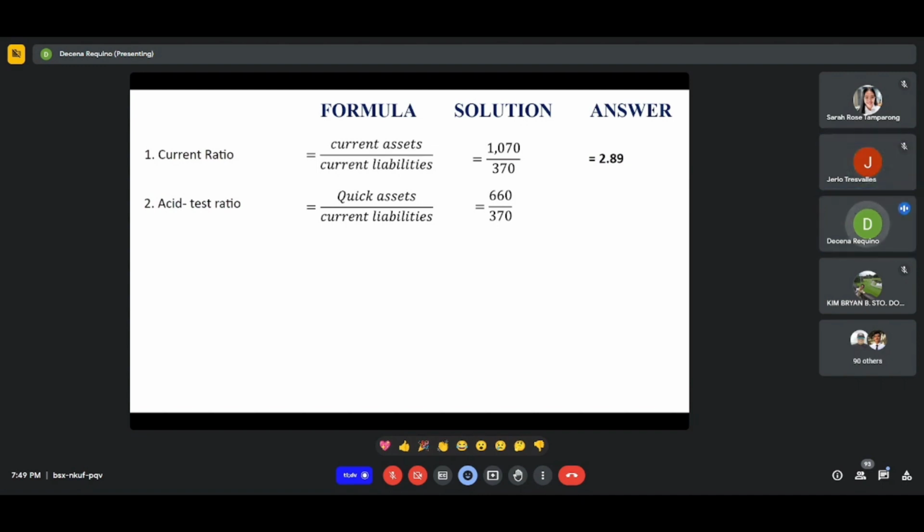Sige po. Pag sa acid test ratio naman, quick asset over current liability. So, dun sa sample natin, ang total current liability natin is 370. And then, dun sa quick asset, yung 660. Ang composition ng 660, yung cash mo na 220 at saka accounts receivable mo na 440.